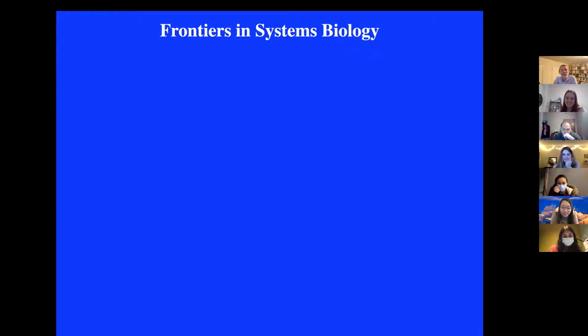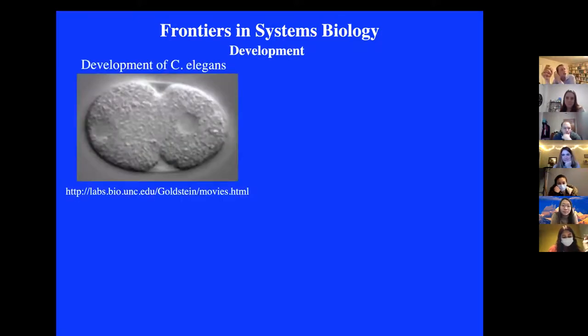All right, and then the last thing I'll talk about very briefly is development, which I think is also an incredible frontier. So there's a movie that you can look up and shows the development of C. elegans. This is the single cell that's been fertilized has split in two. And if you watch the movie, we don't have time, you'll see it becomes about 600 cells. And as you're watching, you'll see there's a cleavage plane and then it starts moving around inside the egg and then it just swims away, okay, within a matter of a few hours.